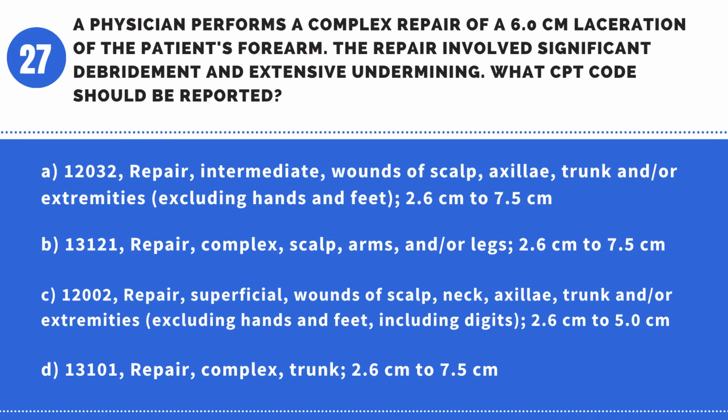Question 27. A physician performs a complex repair of a 6.0 centimeter laceration of the patient's forearm. The repair involved significant debridement and extensive undermining. What CPT code should be reported? A. 12032, repair, intermediate, wounds of scalp, axilla, trunk and/or extremities, excluding hands and feet, 2.6 centimeters to 7.5 centimeters. B. 13121, repair, complex, scalp, arms, and/or legs, 2.6 centimeters to 7.5 centimeters.